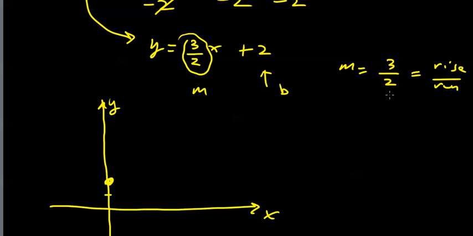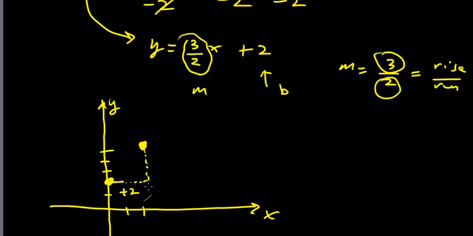So that means if I run 2 units to the right, and a positive run is to the right, I will rise a positive 3 units upward. Alright, so let me go ahead and do that. I'm going to run 2 units to the right and then rise a corresponding 3 units to get another point on the line.